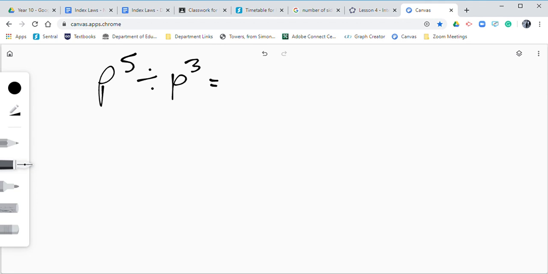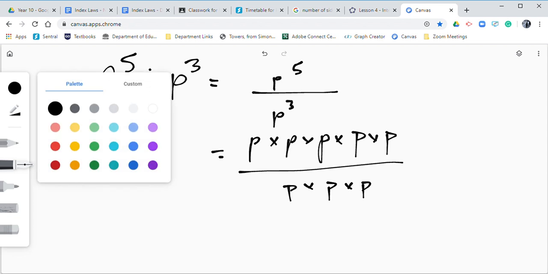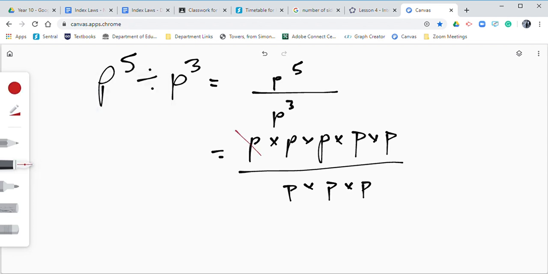When you have division, you can think of it as a fraction. So I'm just going to rewrite that as p to the power of 5 over p to the power of 3. That also means p times p times p times p times p, over p times p times p. So we can start canceling out. Cancel, cancel, cancel. And I'm left over with 2 p's, which is p squared.